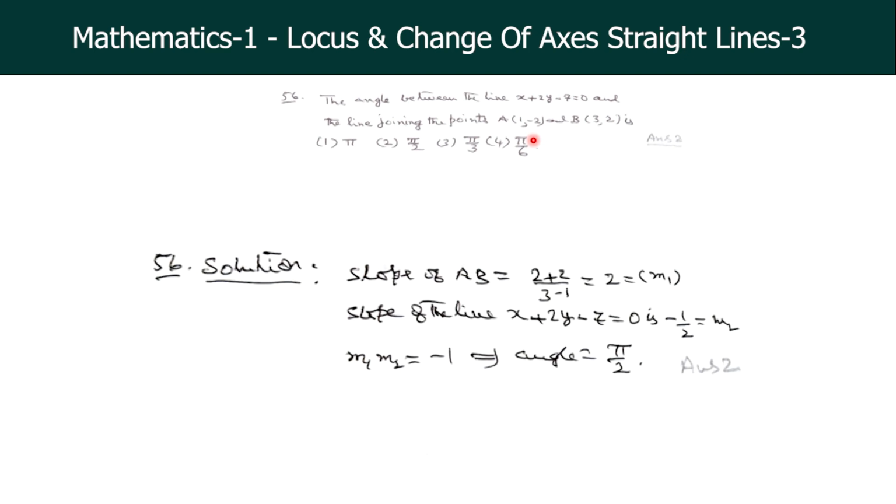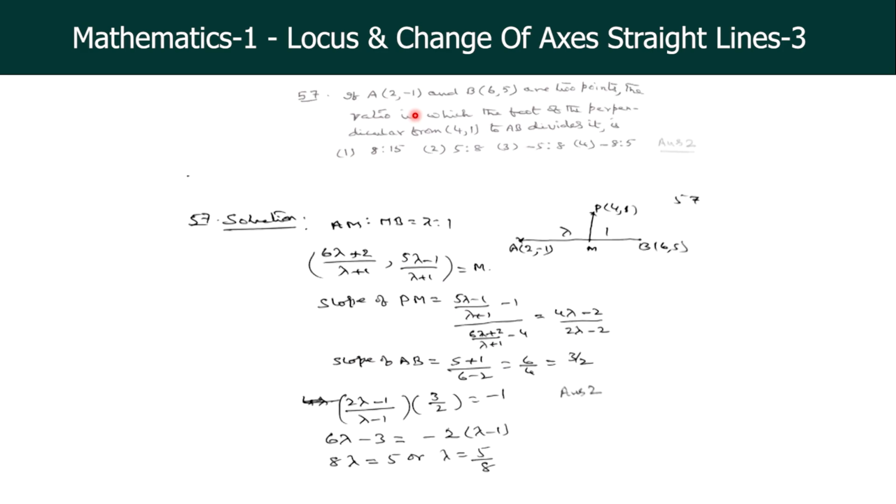Now you know that the slope of the line AB is (2 plus 2) by (3 minus 1), which is equal to 2, which is m1. And the slope of the line x plus 2y minus 7 equal to 0 is minus 1 by 2, say m2. Now m1 m2 is equal to 2 into minus half, which is equal to minus 1. So therefore the angle between these lines, the line given by x plus 2y minus 7 equal to 0 and the line joining A and B, is simply 90 degrees. So the correct option is 2.